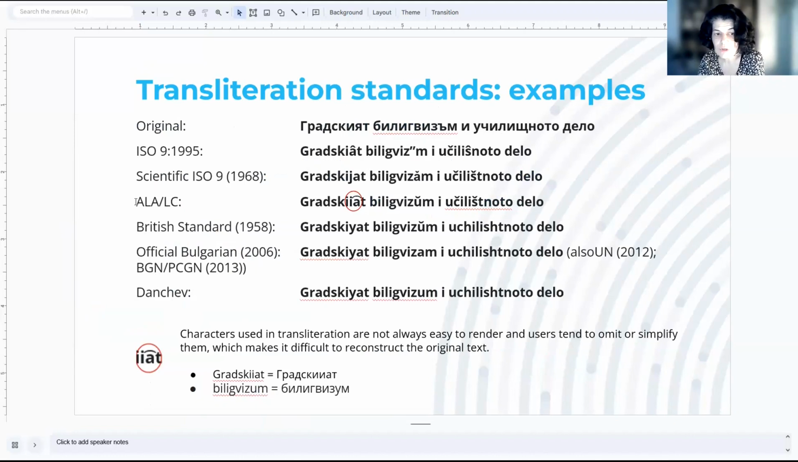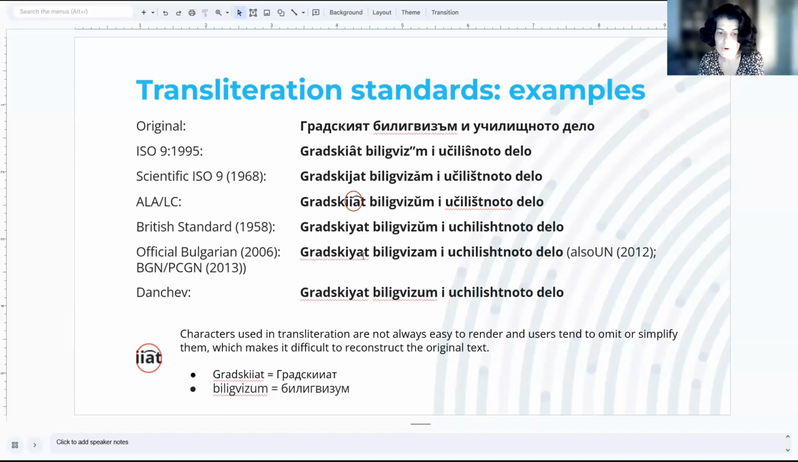And one of the most commonly used is this Library of Congress guides, Library of Congress standards that are used in library catalogs and are very, very widespread and are used by many journals. But on the other hand, researchers prefer this British standard or even this official Bulgarian one. So each language has a set of commonly accepted transliteration standards.